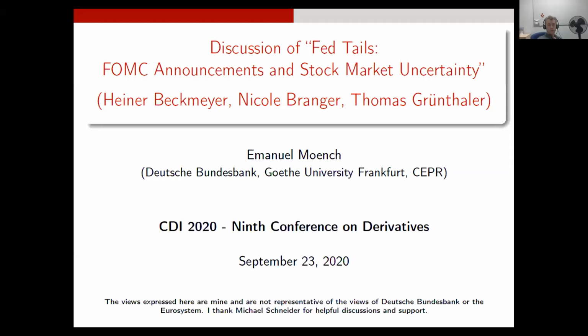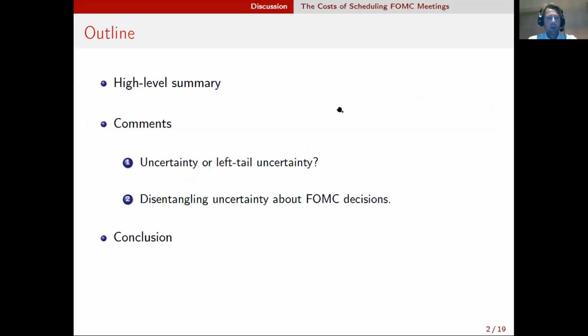Heiner did a great job summarizing the paper, so I will only skim over some of the more important parts for my discussion and will not give you a full recap. I'll start with a high-level summary and where the paper fits into the broader literature, and then I essentially have one major comment, which is whether the findings that the authors document are about uncertainty more broadly, or really left tail uncertainty, which is how they told the story in the paper. And then I'll conclude.